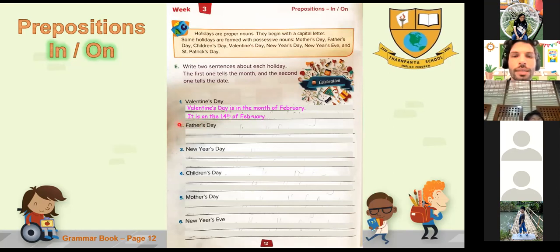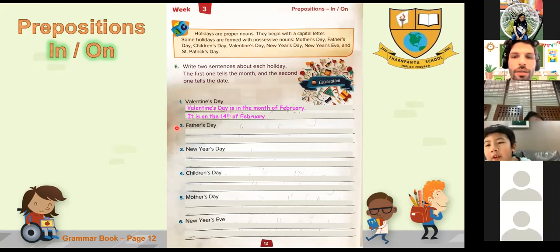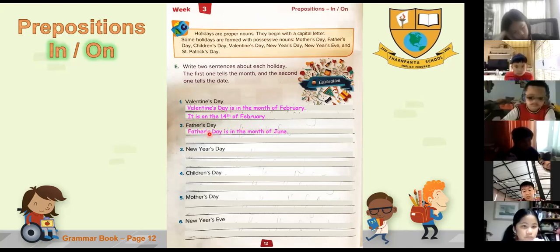Now we need to write the sentence about Father's Day. So I'll give you a tip. Father's Day happens in June. So how can we write the sentence using the preposition in, the month of June, and the name of the holiday, Father's Day? We need to use Father's Day is in the month of June. All right, Chris, excellent. So let's write Father's Day is in the month of June.